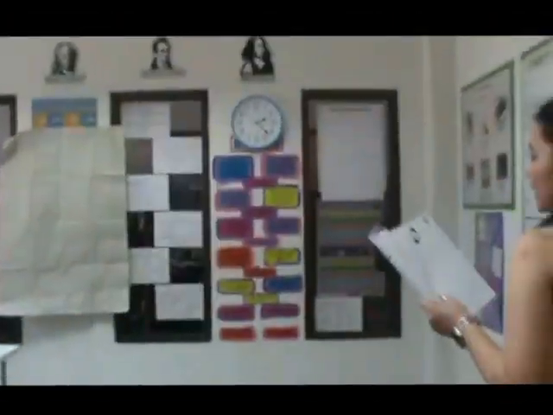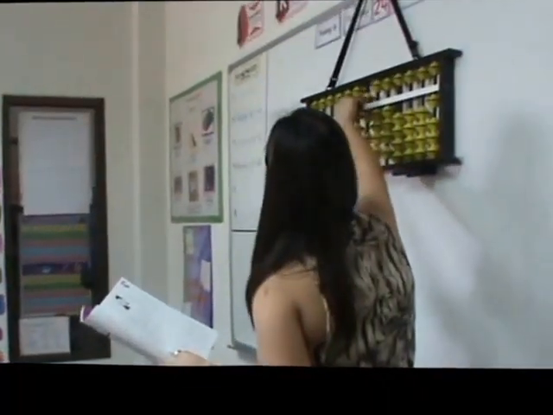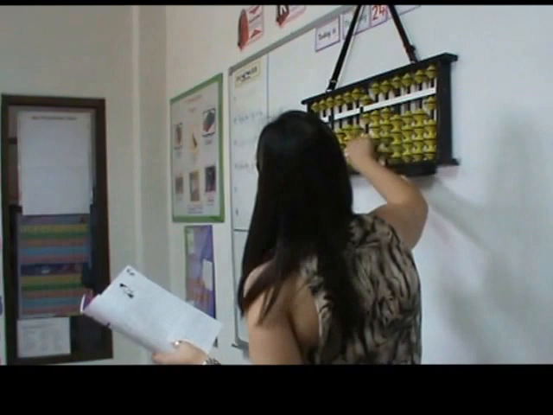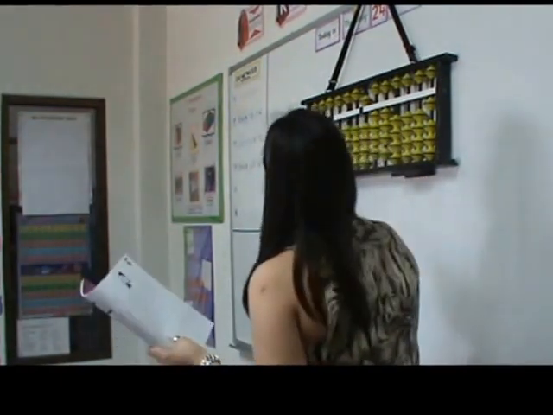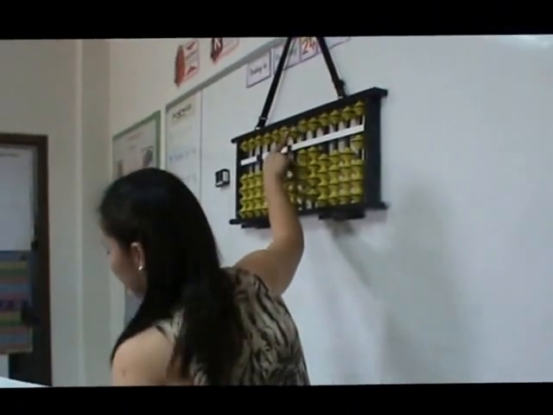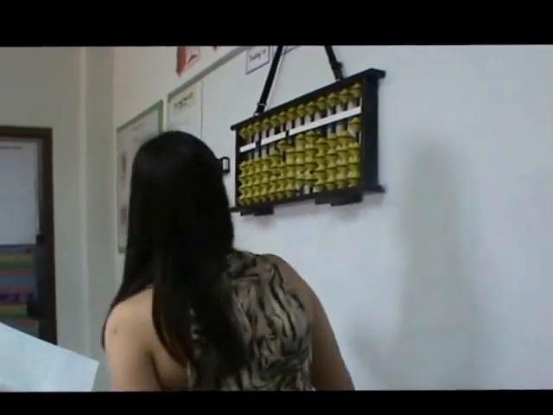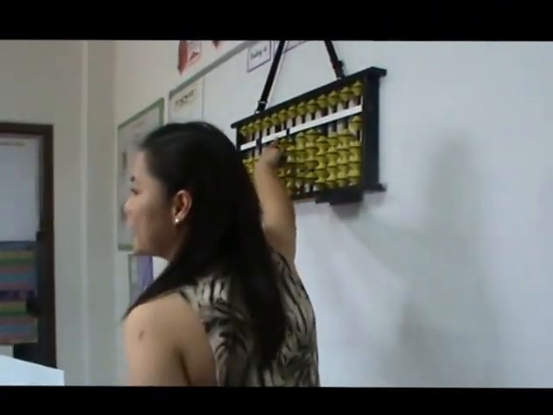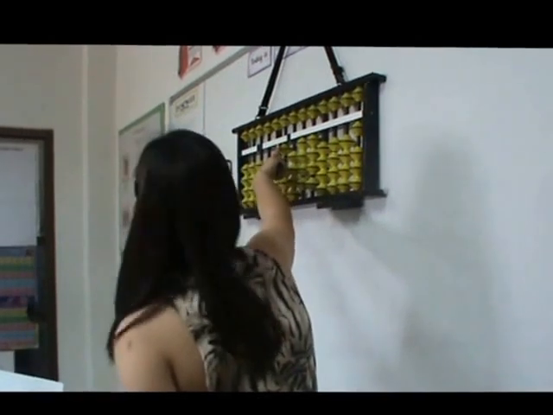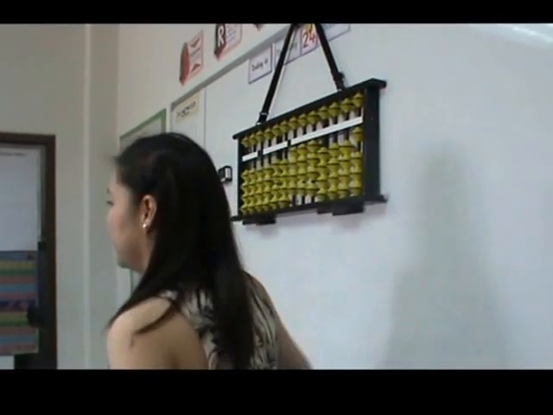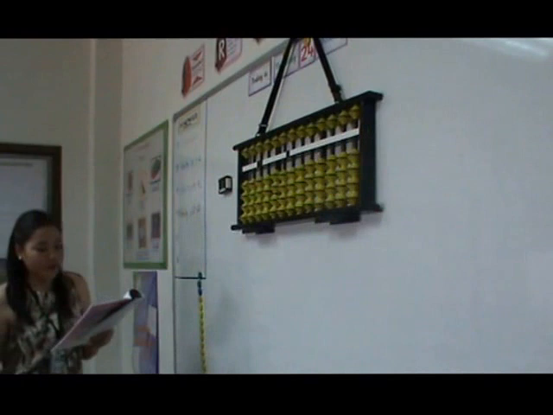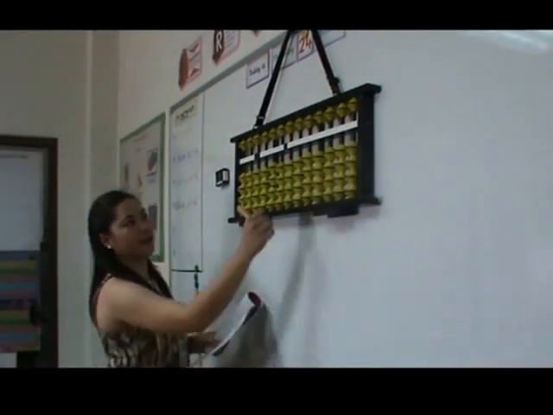6 minus 1, 5 minus 6. 6 minus 1. 5 is not enough. 5 is minus 5 add 10. Minus 6. Minus 6 is minus 10 add 4. So 5. 1, 6, 8 minus 7.